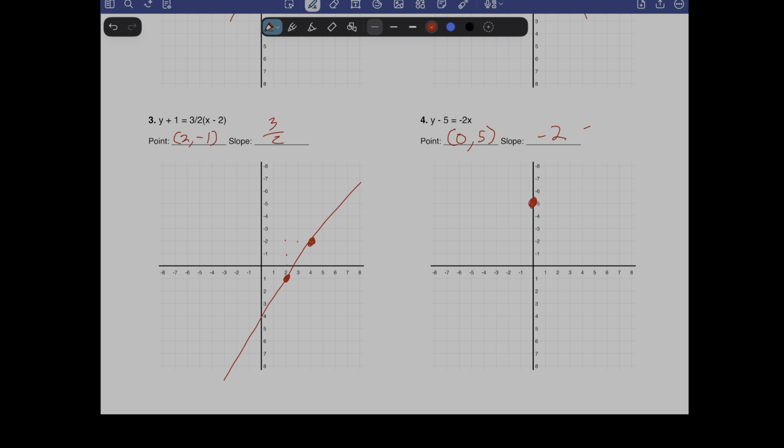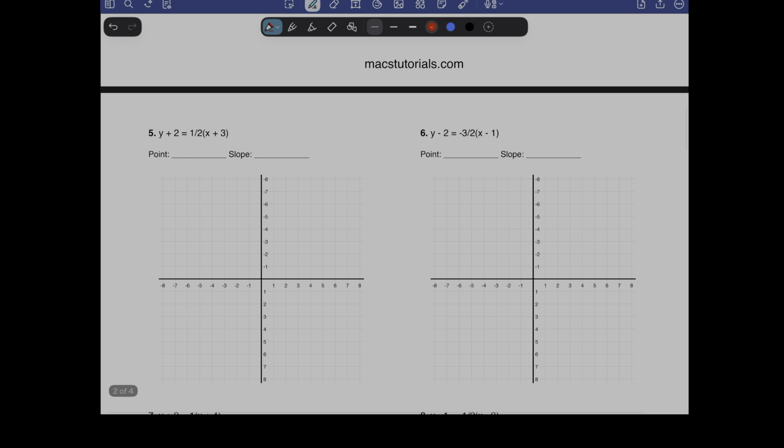And I'm going to do a slope of -2 over 1. Boom, boom, boom. Maybe a couple more. All right. And there we go. There's my line.